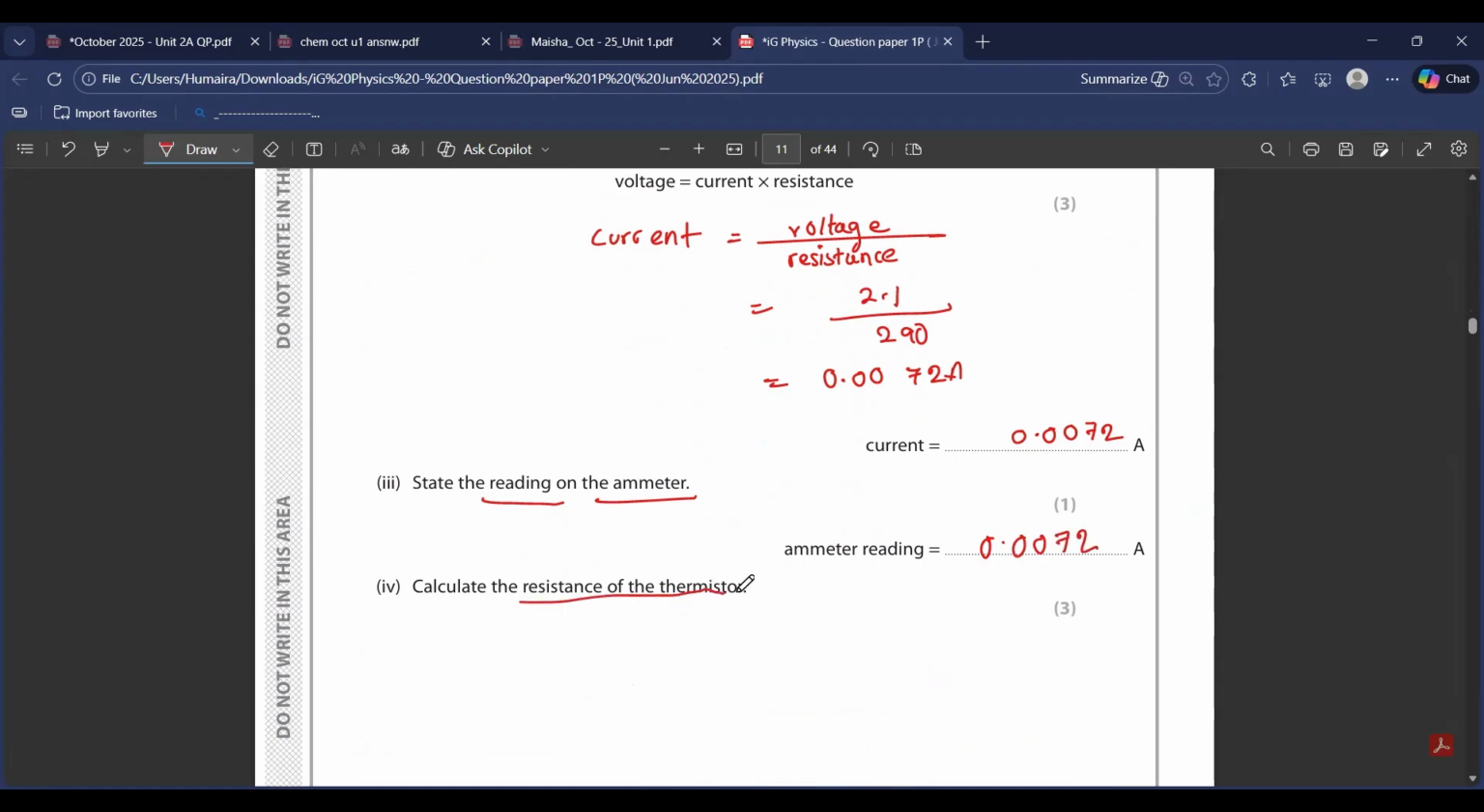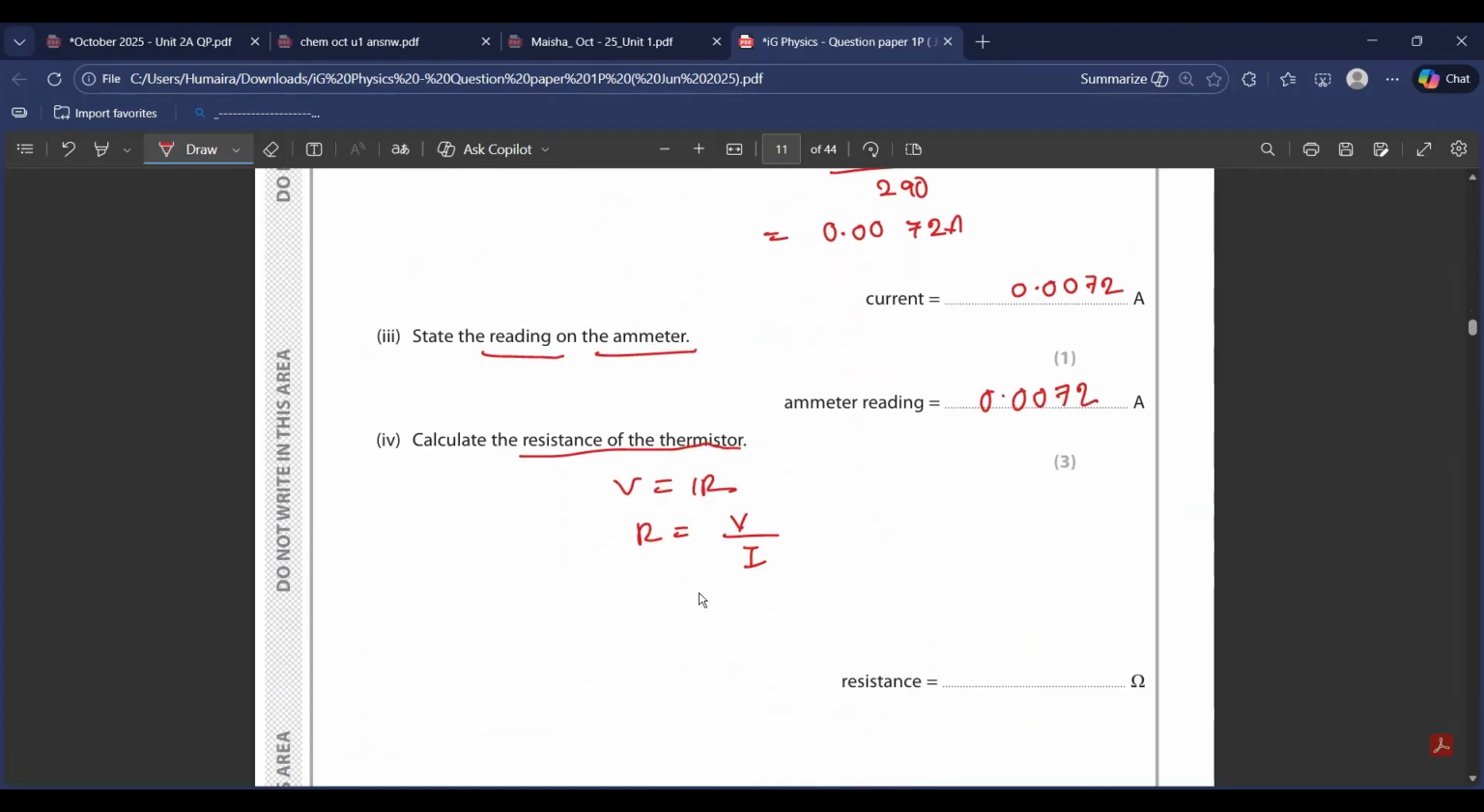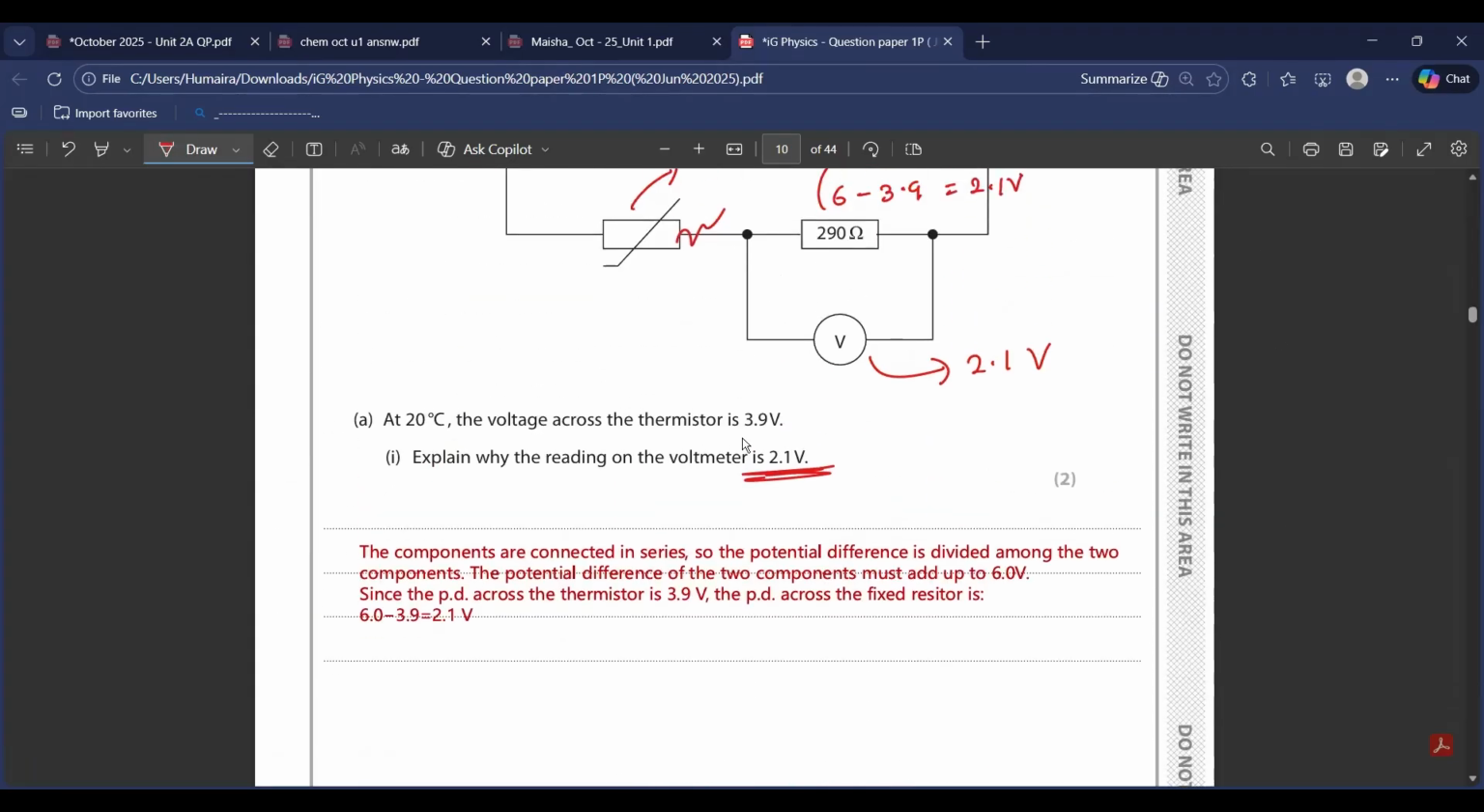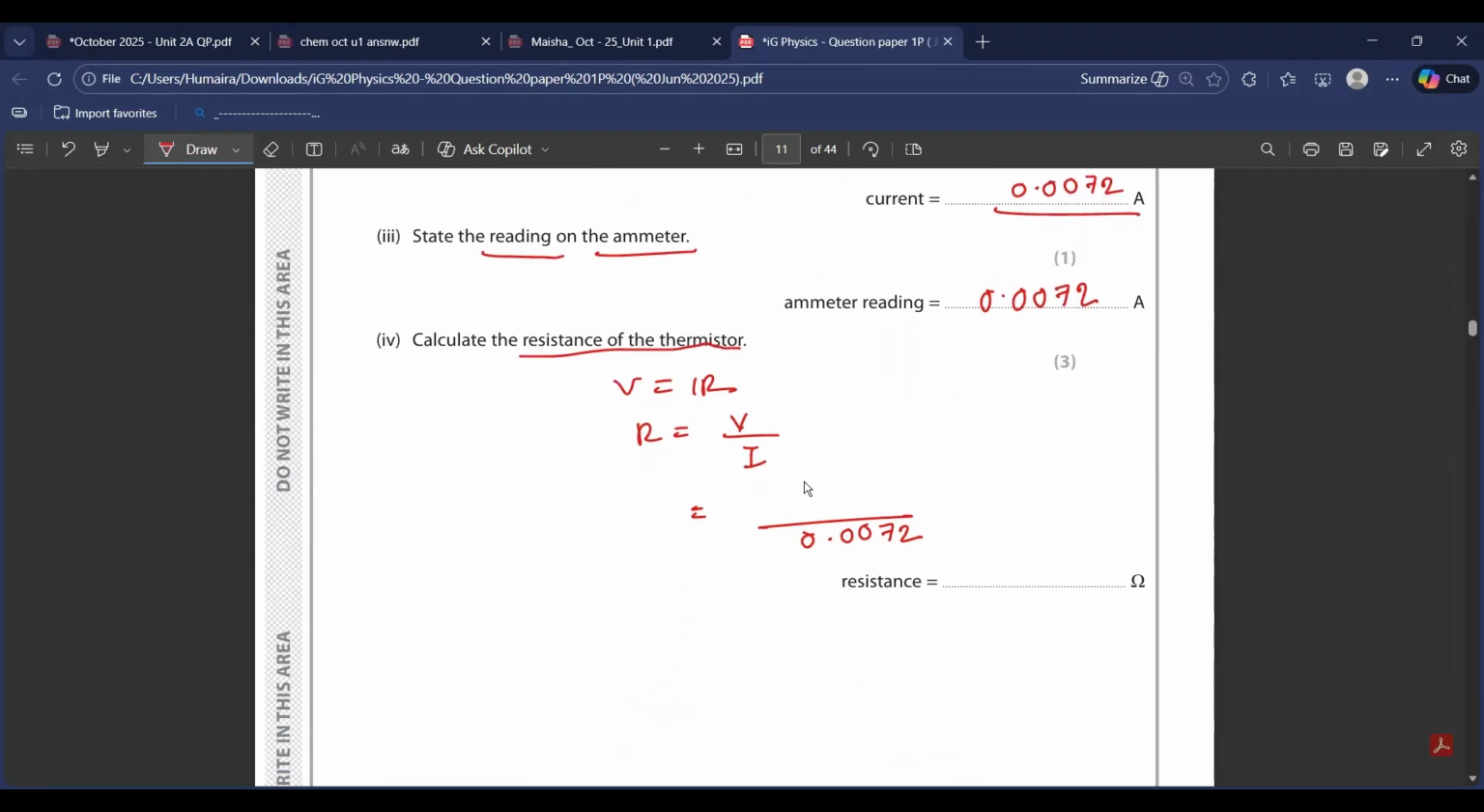Calculate the resistance of the thermistor. It's going to be the same, right? So V equals IR, R equals V by I. Now, the current is the same everywhere. So for the thermistor, the current is also 0.0072. But the voltage across the thermistor was 3.9. So we're going to use 3.9 here. Now, if you place this in your calculator, you're going to get an answer of 540 ohm.